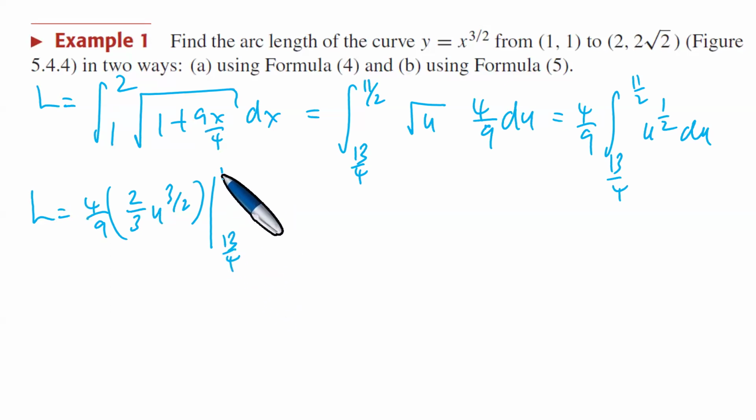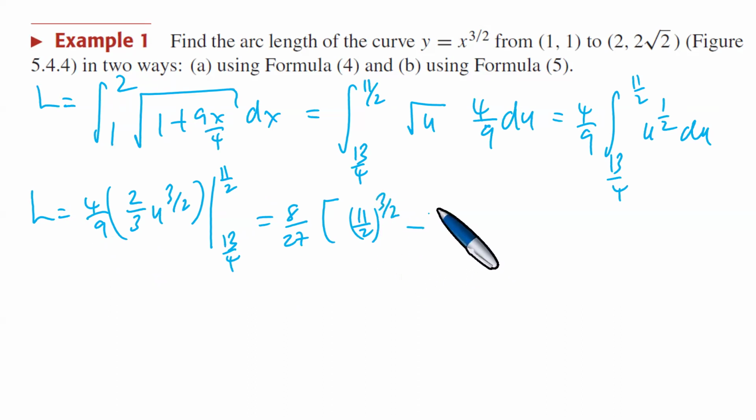So 13 out of 4, 11 out of 2. 4 by 2 is 8. 27. 11 out of 2. 3 over 2. 13 out of 4. 3 over 2. Okay, so now this is what we're getting.